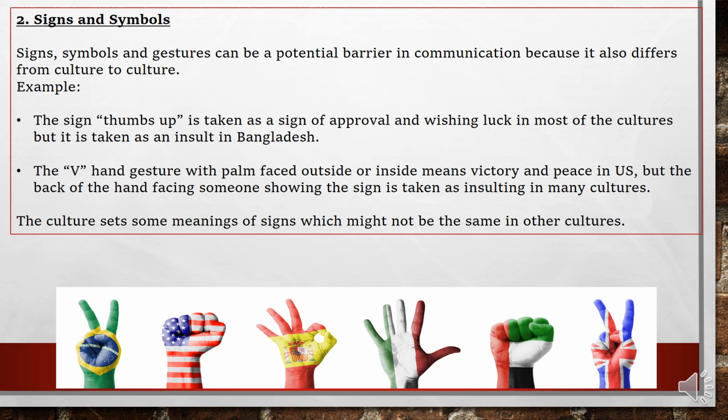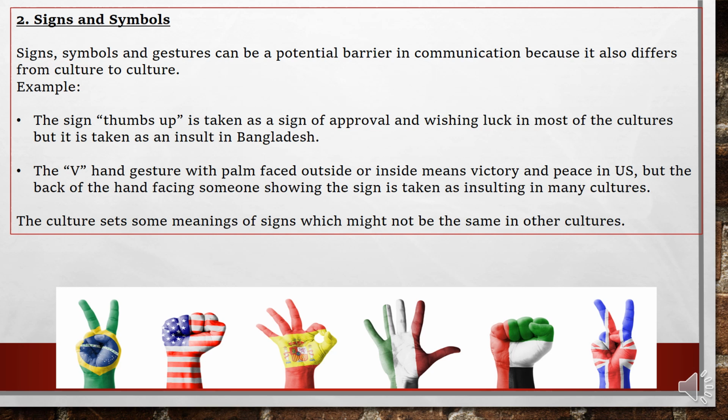So, another potential barrier to effective communication are the signs, symbols, and gestures, because they also differ from culture to culture. Now, what are the different examples? Number one, the thumbs up sign is taken as a sign of approval and wishing luck in most cultures, but it is taken as an insult in Bangladesh. So another is the thumbs up, which symbolizes everything is great in American culture. But you know what? In Greece, it's like giving a middle finger. Okay, so that is according to smarttravel.com.